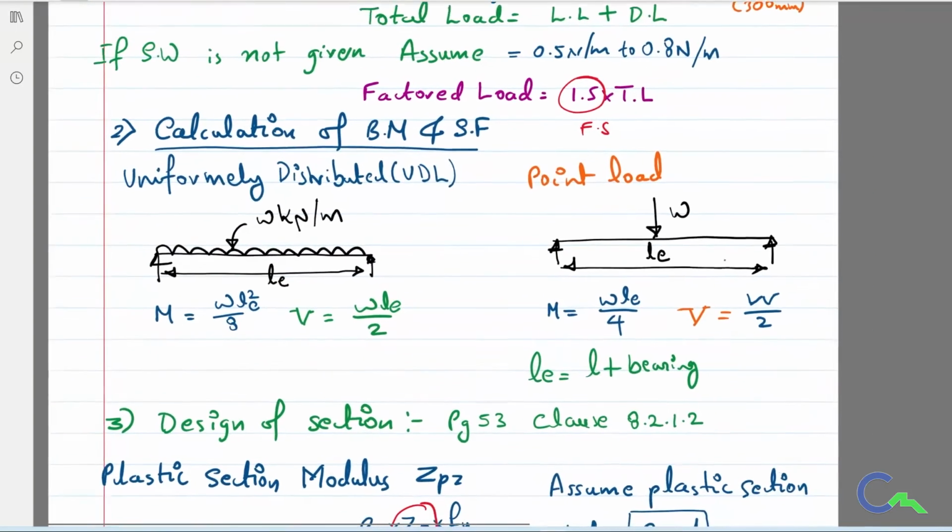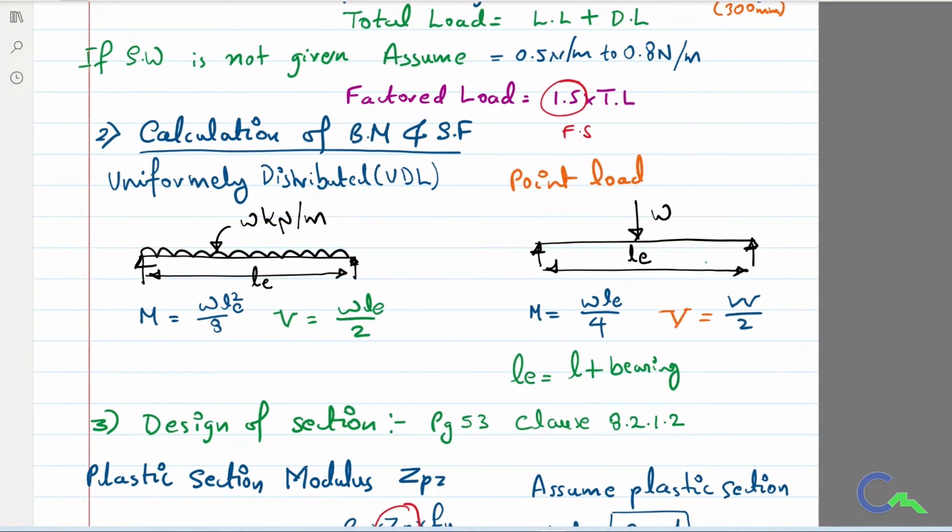The second step, we have to calculate the bending moment and shear force. For uniformly distributed load, we know that the maximum bending moment is given by WL square by 8. The maximum shear force on the support, that is the support reaction, is given by WL by 2, where L is the effective length. If I go to the point load, the maximum bending moment is given by WL divided by 4, and the maximum shear force is given by W by 2.